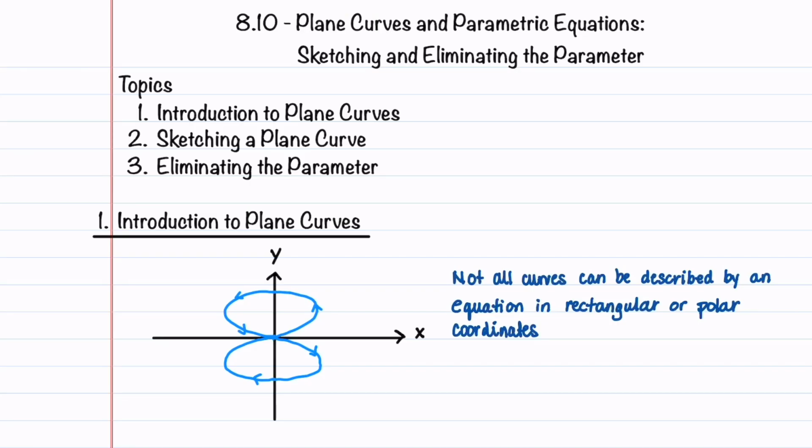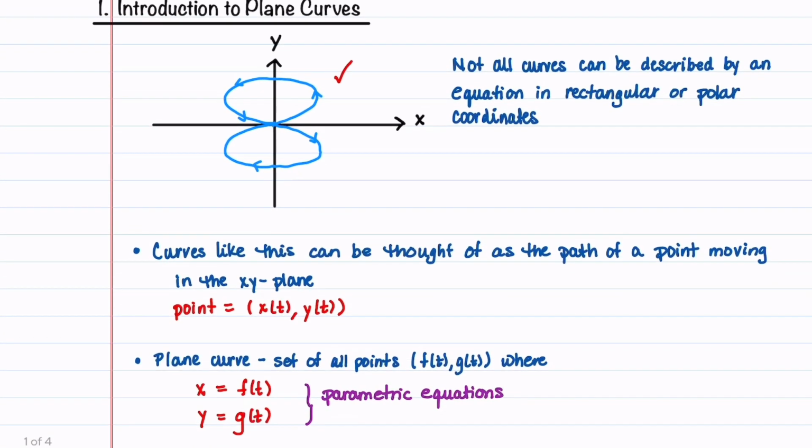Let's start by seeing what a plane curve looks like and learning about the equations that we can use to describe it. This is an example of a plane curve. This plane curve can't be described in terms of rectangular or polar coordinates. Some plane curves can, and some can't. Plane curves like this can be thought of as the path of a point moving in the xy plane.